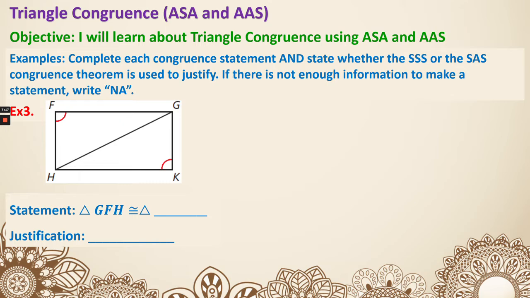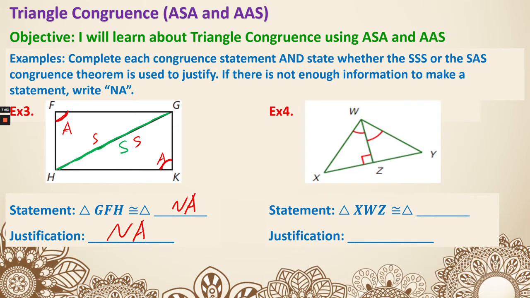Next, example 3. GFH. We can clearly see they share this GH side. That's at least a side. And then we can see they have this angle that is the same, but besides that, there's nothing else actually being labeled. There's no parallel line. There's no line being marked that they are congruent. So we only have the angle and the side. The angle and the side. That actually does not work.